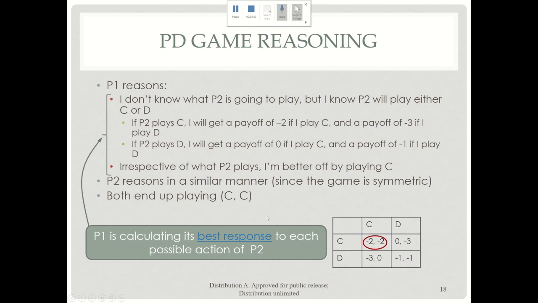So in effect, what each player is calculating is what's called a best response to the actions of its opponent. So P1 is calculating a best response to each possible action of player 2, and likewise P2 is calculating a best response for each possible action of player 1. Okay. So the crux of the matter is the best response, which is irrespective of what my opponent is doing, I will select this action.